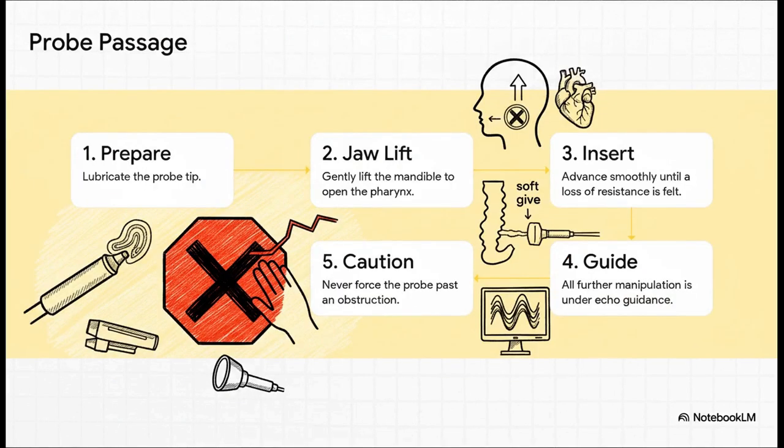All of this brings us to technique, because a gentle, systematic technique is paramount for safety. First, preparation is key. Make sure the probe is well lubricated. A gentle jaw lift with your non-dominant hand helps open up the posterior pharynx. Then advance the probe smoothly, always feeling for the resistance. You'll feel a very subtle give or loss of resistance as the tip passes the cricopharyngeus muscle and enters the esophagus.